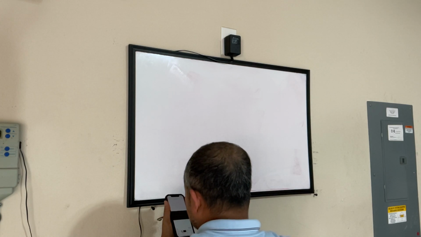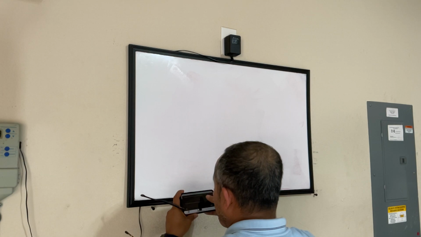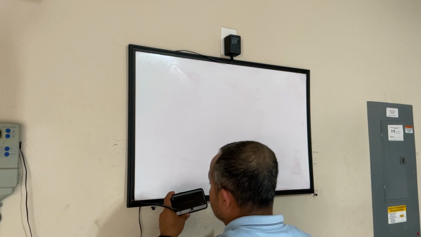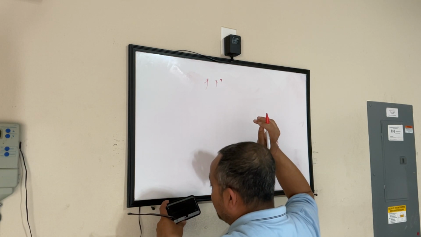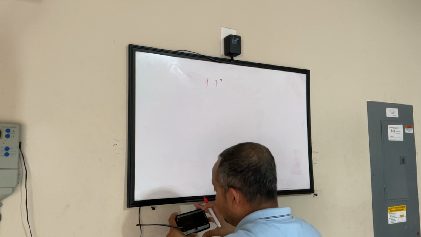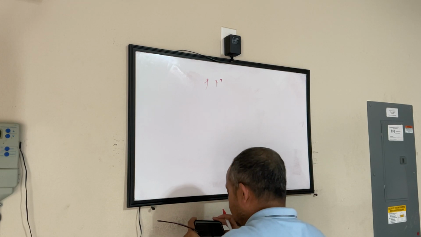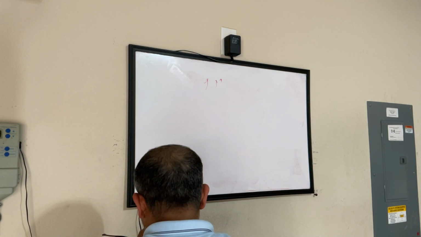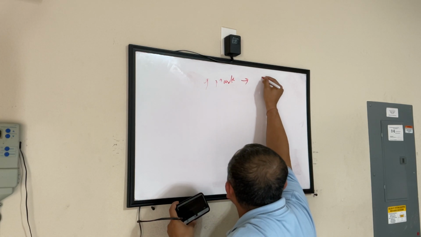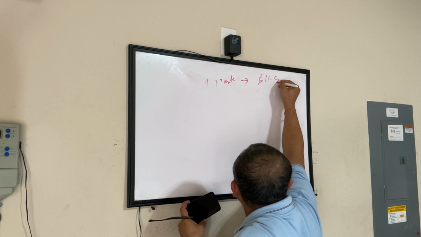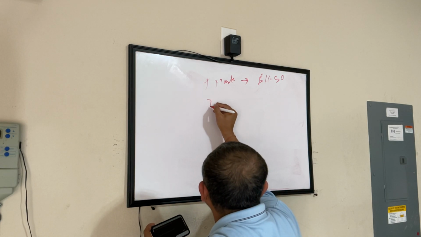The first question says 9 markers cost $11.5. How much would 7 markers cost? Does anybody want to solve this? 9 markers cost 11.5. How much would 7 markers cost?